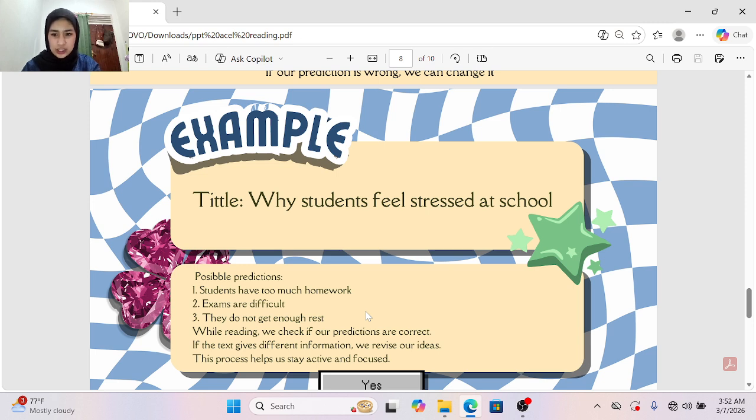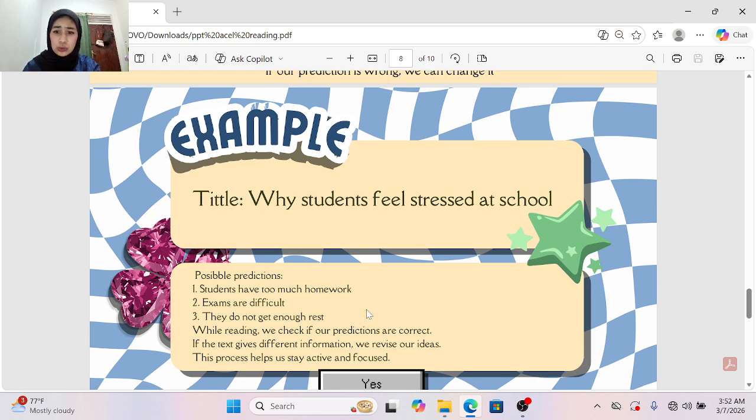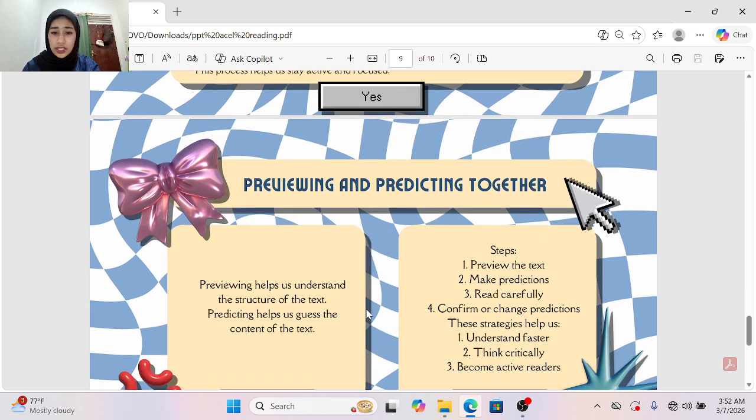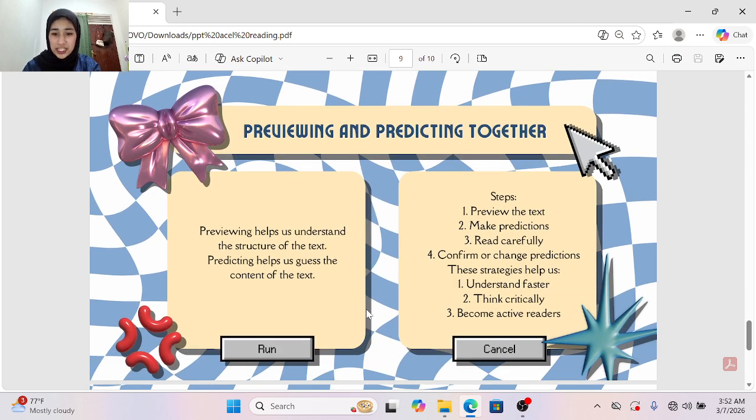While reading the text, we check if our predictions are correct. If the information is different, we can change our prediction. This process helps us stay focused when reading. The next slide is previewing and predicting together.